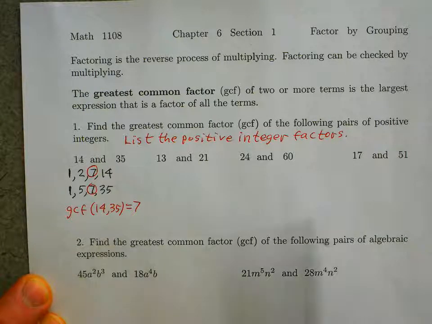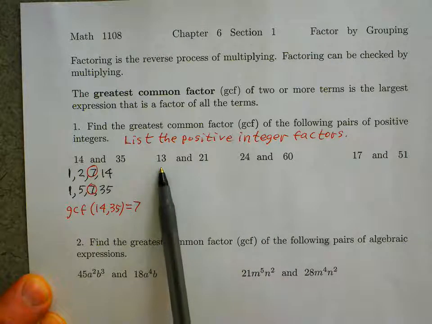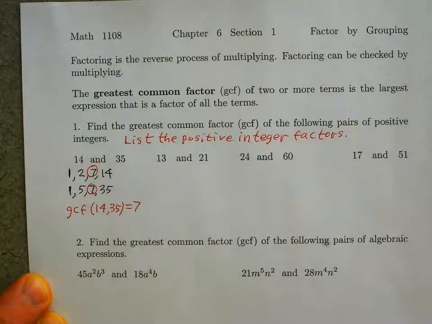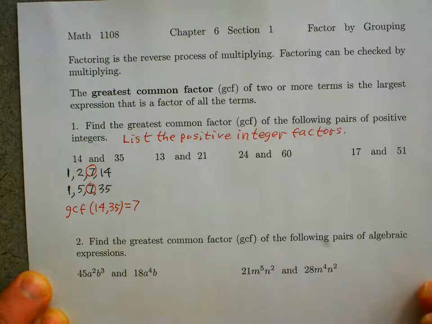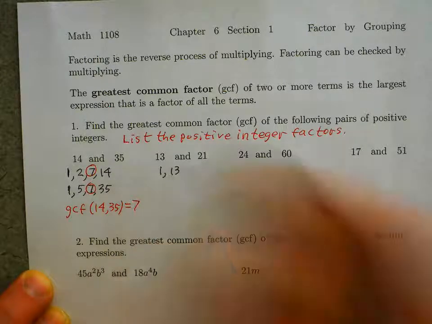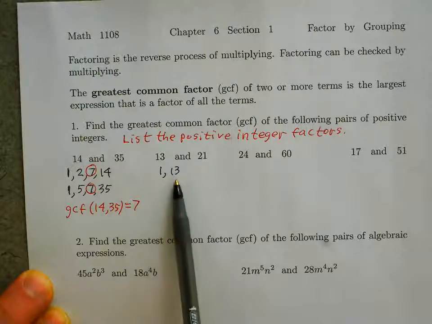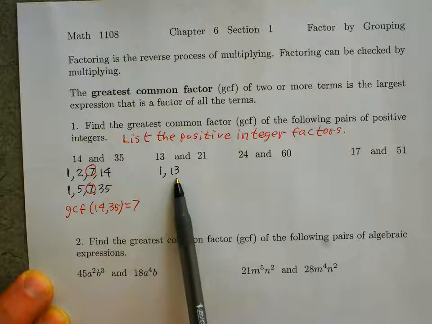Some numbers have more factors than others. What are the positive integer factors of 13? One and 13, that's it. 13 is a prime number. So you might remember that if you have a positive integer that's a prime number, its only positive integer factors are 1 and itself.